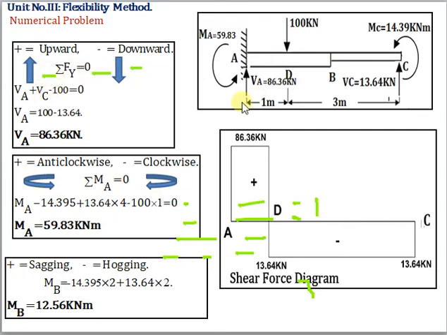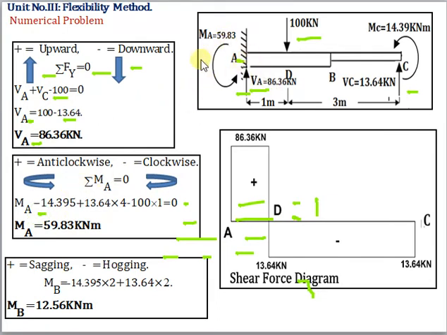So vertical forces: let's consider Va upward, Va plus Vc minus the vertical force downward, minus 100, is equal to 0. So Va is equal to 100 minus 13.64. So Va becomes 86.36 kilonewton.